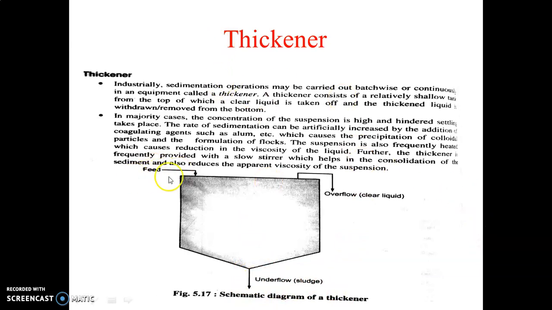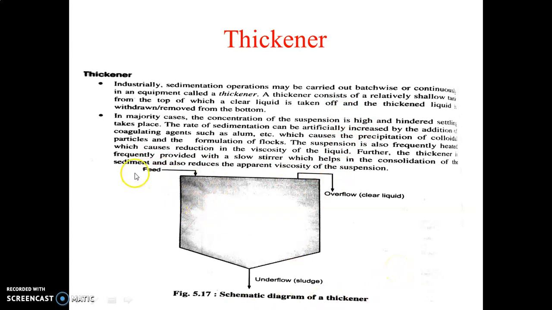Then again you have to feed the dilute slurry. The solids are settled at the bottom, and then clear liquid is taken out from the top of the thickener. It is also called an overflow. So overflow is nothing but a clear liquid. That means this liquid does not contain any solid material. The solid portion is called an underflow or sludge. And feed is nothing but a liquid plus solid mixture. It is also called a dilute slurry. So this is the schematic diagram of the batch thickener.